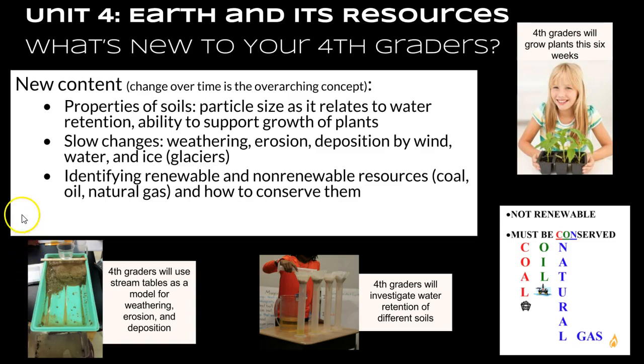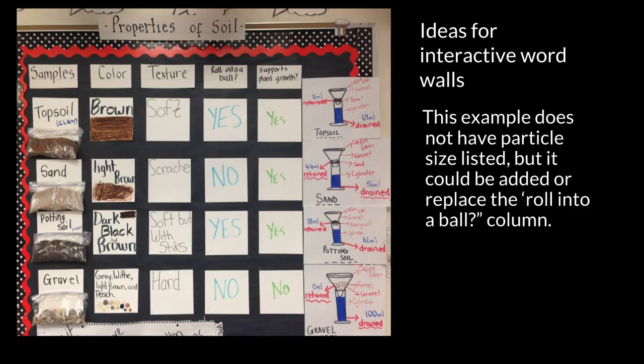And then the last piece that's brand new is talking about the difference between renewable and non-renewable resources and how they're conserved. And here's a nice little mnemonic device to help remember the non-renewables. That's a little bit harder for the kids to remember sometimes. So if we think about that, these things must be conserved. The first 3 letters in the word conserved is CON, which stands for coal, oil, and natural gas.